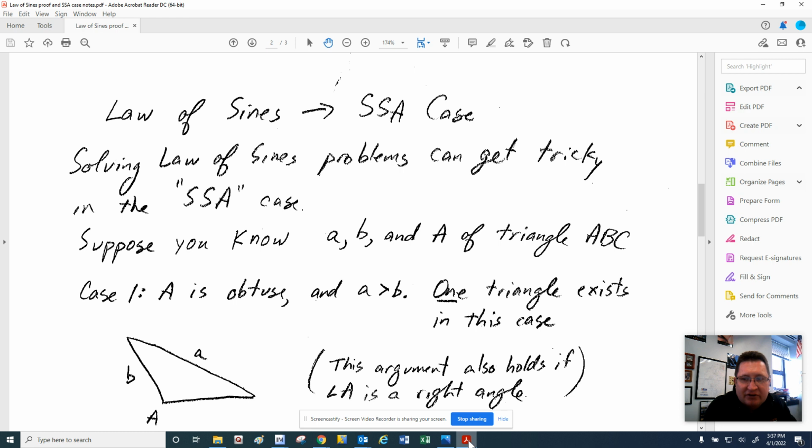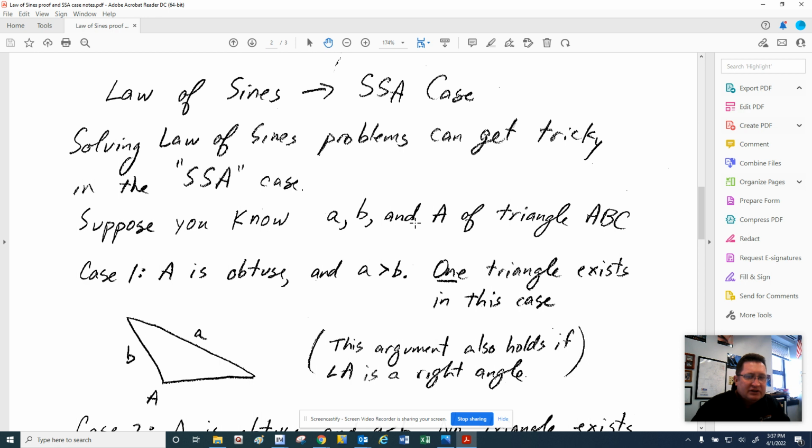But as mentioned the other day in class, the law of sines can be used when you know two angles and a side, but it's also true that it can be used when you know two sides and an angle, but it's a little trickier. So, solving law of sines problems in the side-side-angle case, you have to be careful and try to figure out exactly how many triangles are possible given the information that you have. We're going to start with the easiest one.